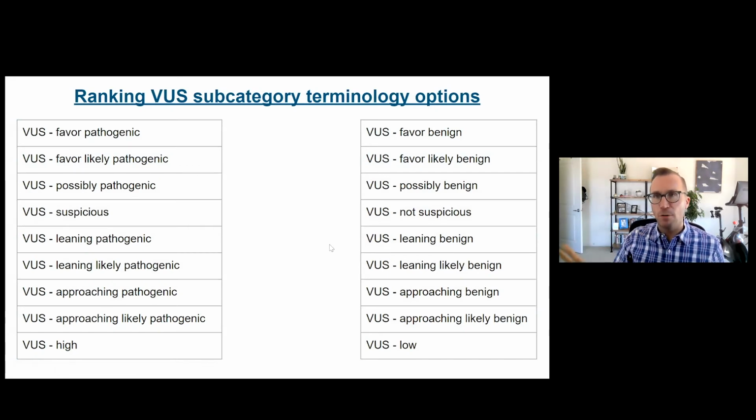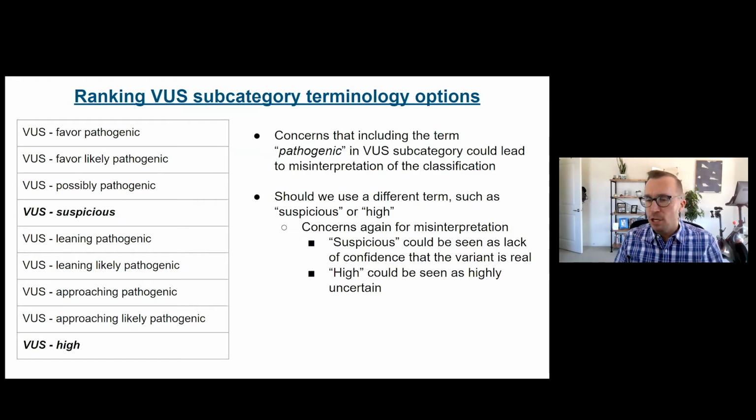So looking again at the different categories here, you can see we tried doing symmetry between the high and low side with regards to the terms we would use. When we were discussing these within the ACMG working group, one of the issues that had come up was some concern that just using the term pathogenic in this VUS high category could lead to misinterpretation, if a clinician is just looking at the report and sees the word pathogenic in that classification term, that they may think we're trying to say that it is actually a pathogenic variant. So we had then thought about trying to use a different term, such as suspicious or high, as opposed to actually using the word pathogenic.